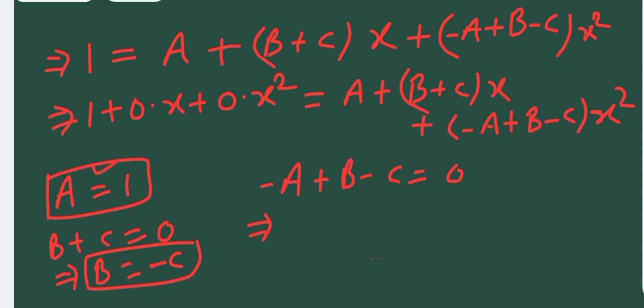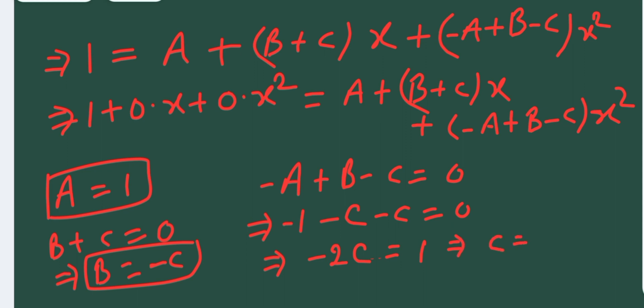So I can say minus a plus b minus c is 0, and we know the value of a is 1, so I will put a as 1: minus 1 plus b. The value of b is minus c, so instead of b I will put minus c, and one more minus c, so minus c minus c is equal to 0. If I simplify this, I will send the minus 1 to the right side as a constant, so the left side is minus 2c and the right side is 0 plus 1, 1.